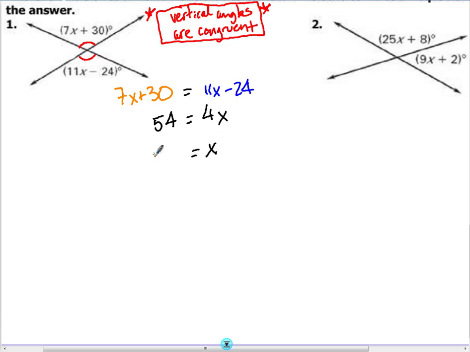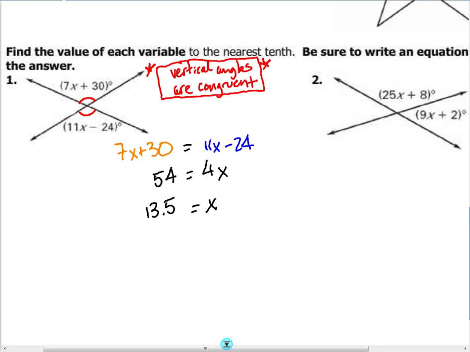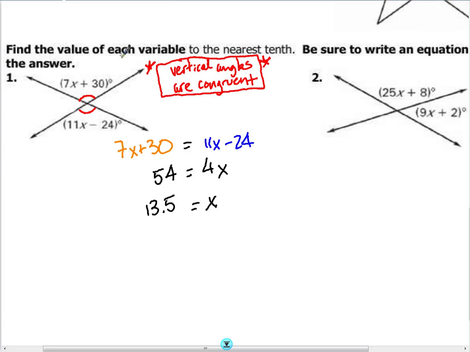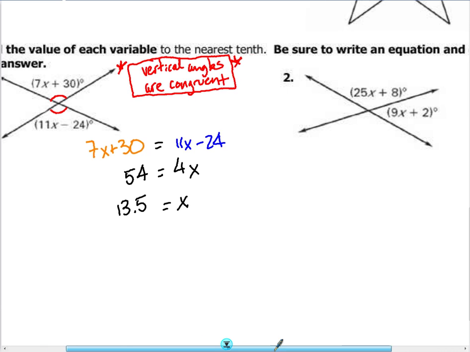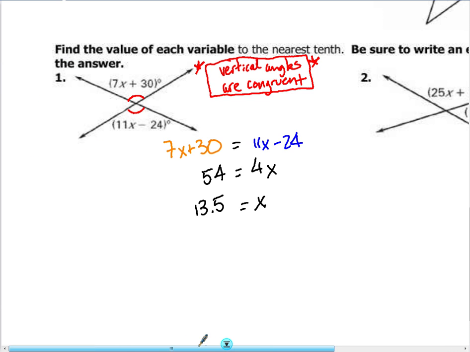Now let's go ahead and use 13.5 to answer the question that they originally asked us. They said make sure you find the value of each variable to the nearest tenth, and be sure to write the equation and circle your answer. So they want me to find the variable to the nearest tenth, and they don't say anything about finding the angle measure, so I'm going to stop at that point and just circle or box my final answer. Okay?